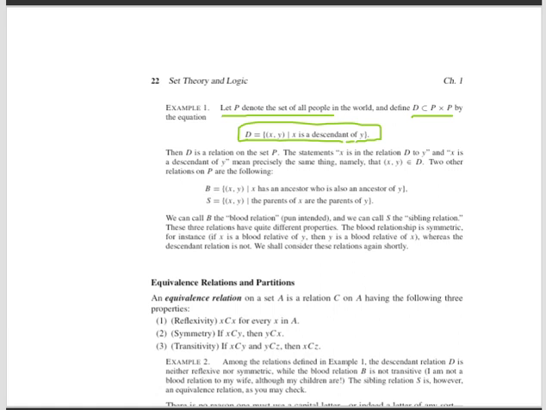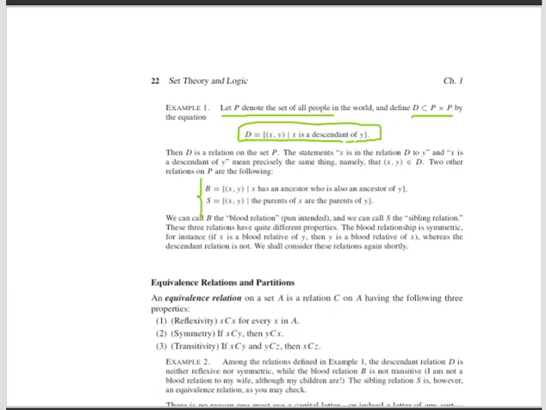We see that two other relations are defined as follows: P and S. P is defined as the pairs x and y such that x has an ancestor who is also an ancestor of y, and S is the pairs x and y such that the parents of x are the parents of y. Then x and y are sister or brother. Okay.